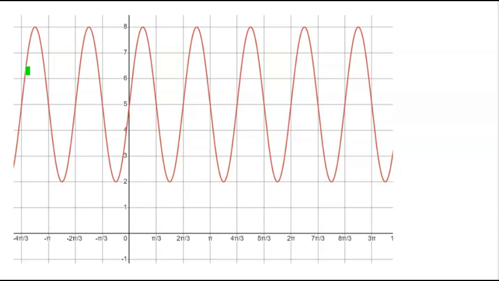All right, midline. Well, I have a max of 8 and 2, so the average of those, 8 plus 2 is 10, divided by 2 is 5. So I see a midline as 5, and some kids could just kind of eyeball it, but I want you to make sure you understand the math.